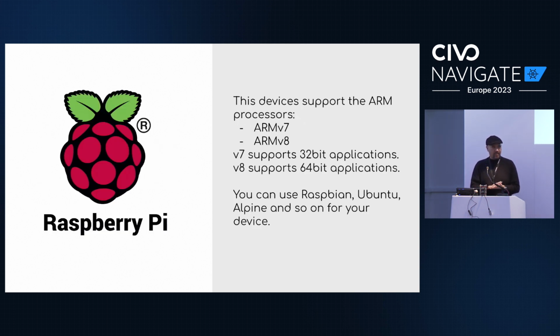ARM has different flavors, different versions. The V7 version is the 32-bit version. The V8 is the 64-bit one for applications. I am using the V8 version on the Raspberry Pi 4B.